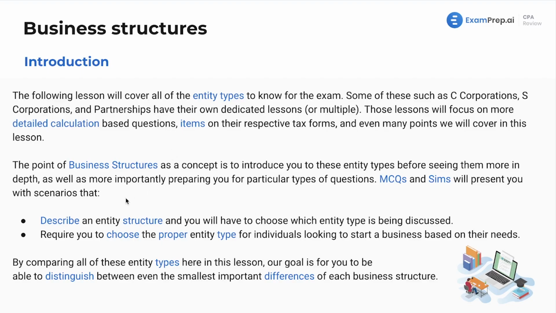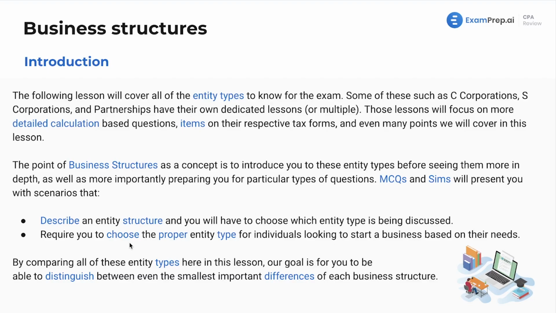But specifically based on this lesson, you might have to describe an entity structure and choose the entity type that's being discussed, or rather the question prompt would just describe the entity structure. So if it says it's subject to double taxation and there are distributions that are called dividends, that's a super basic example, but you would say that's a C Corp. Another type of question might require you to choose the proper entity type for individuals looking to start a business based on their needs. That's a common sim as well, where you'll see a bunch of different prompts.